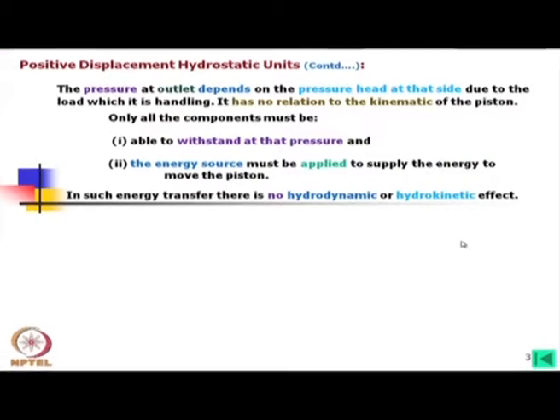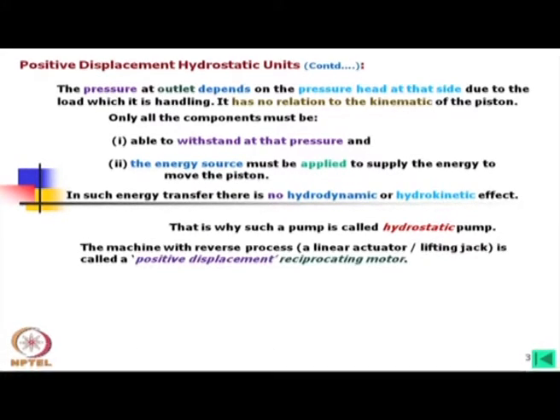In such energy transfer, there is no hydrodynamic or hydrokinetic effect. That is why such a pump is called a hydrostatic pump. In fact, we should call it a hydrostatic unit. It might be a pump or it might be a motor. The machine with the reverse process, a linear actuator, a lifting jack, is called a positive displacement reciprocating motor.